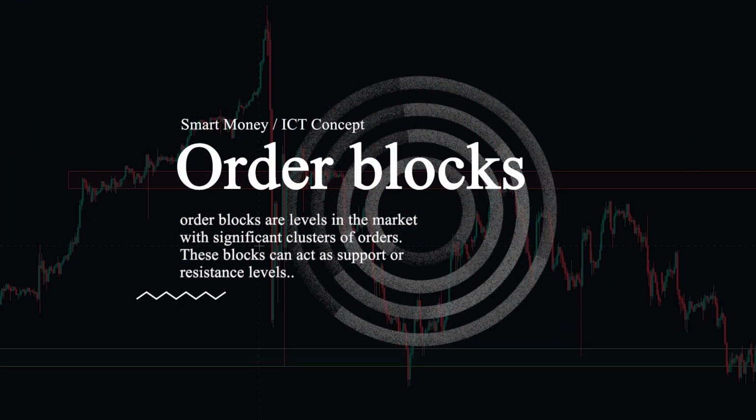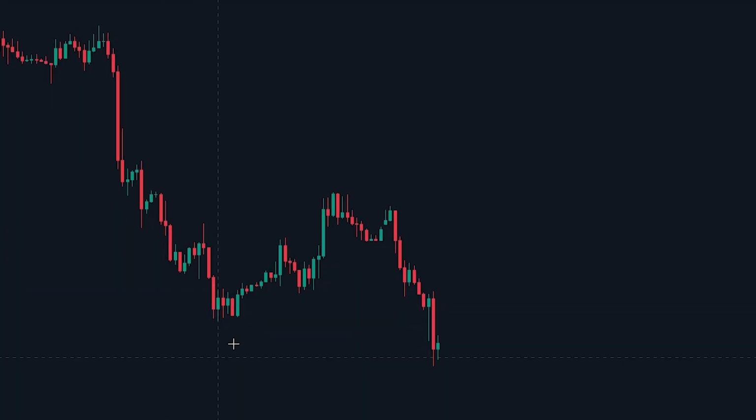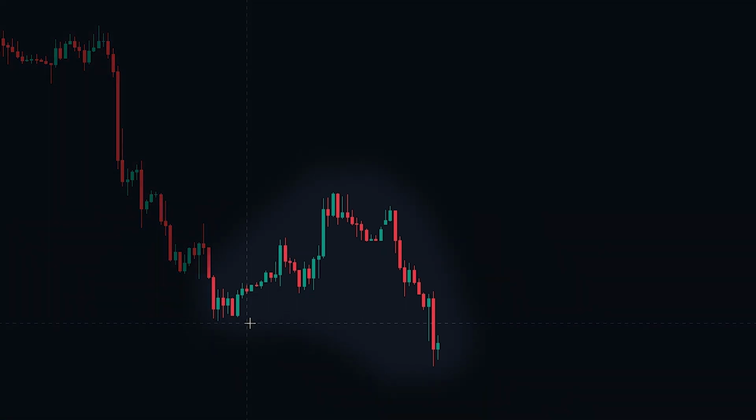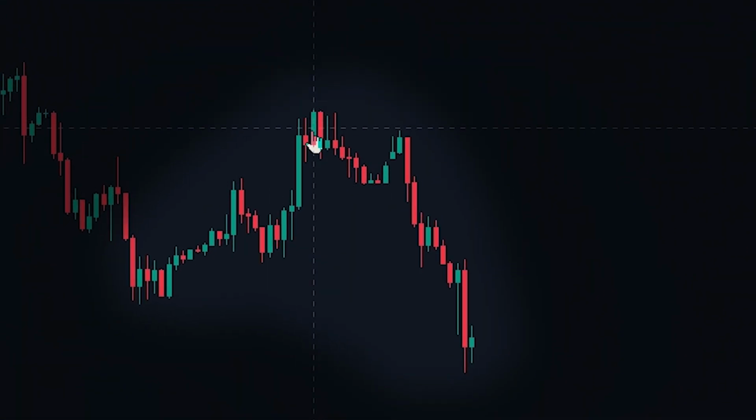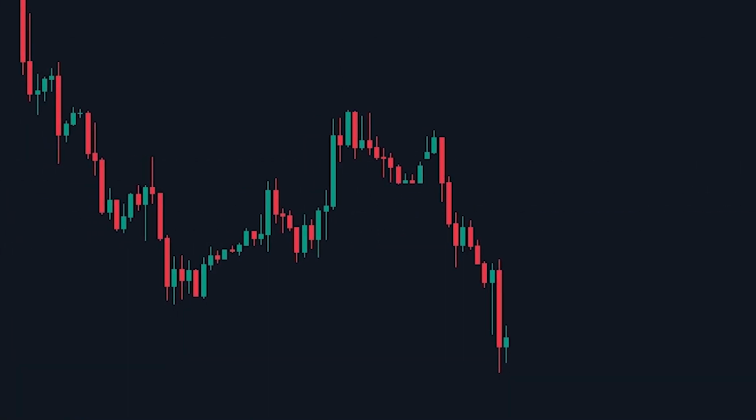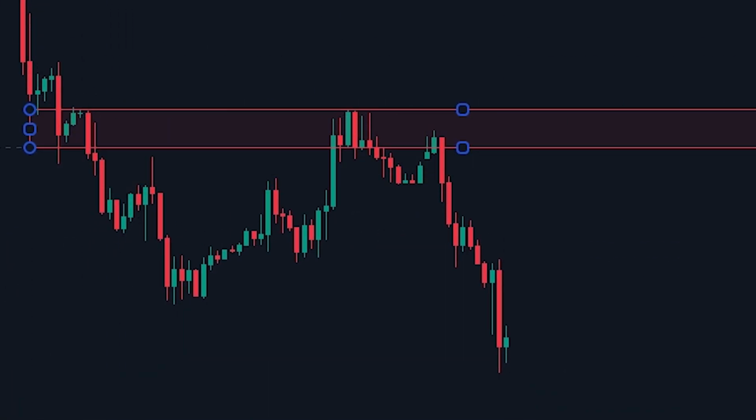A different concept we can use for finding key areas to enter into a position is order blocks. Simply said, order blocks are levels in the market with significant clusters of orders. These blocks can act as support or resistance levels, providing opportunities for traders to enter or exit positions. Here we can see an example of this. The price was in an uptrend but made an aggressive move to the downside once it reached this price level. Let's mark this level and observe how the price reacts to it.